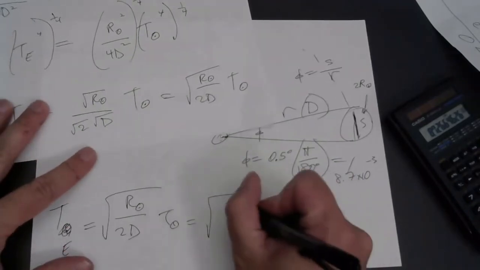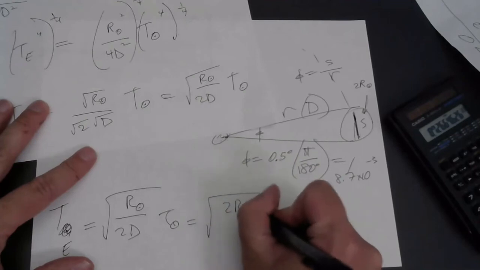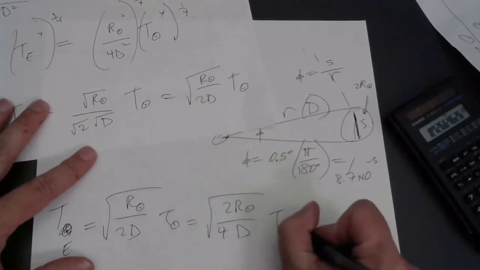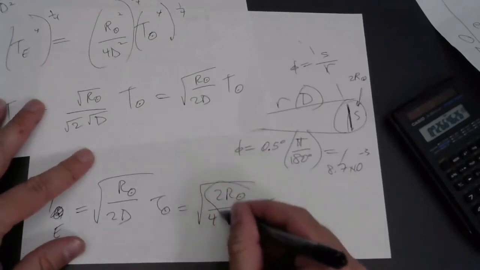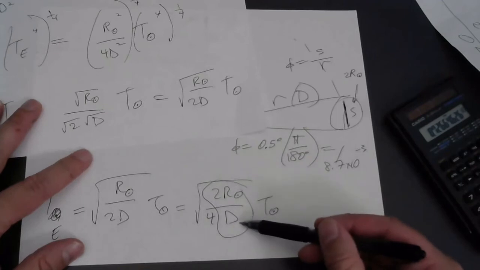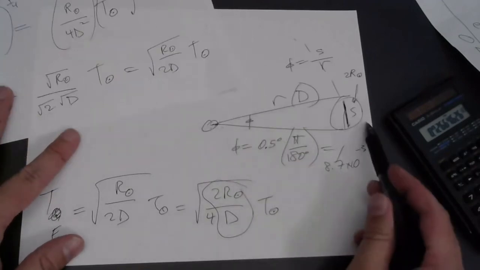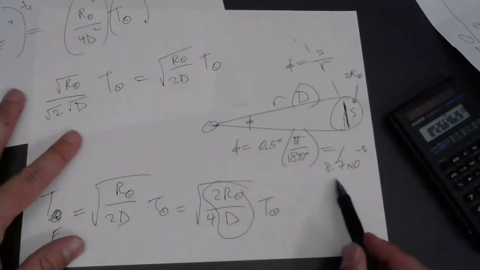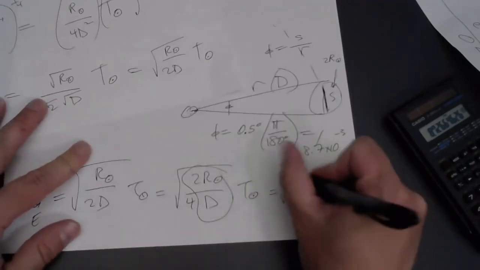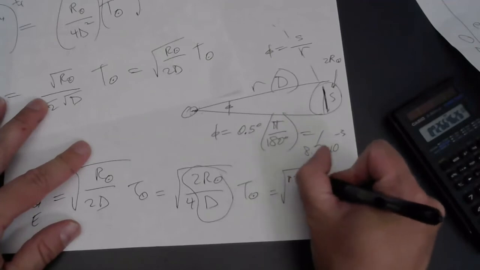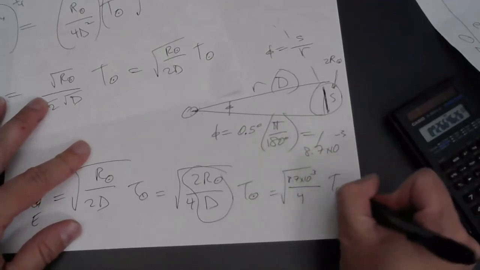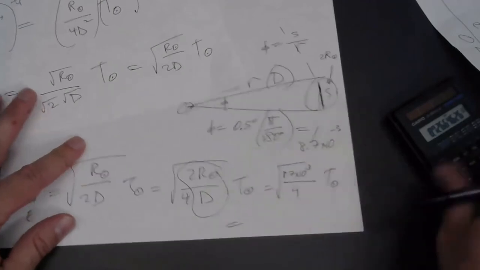And I'll stick in an extra factor of 2 here. So this would be 4D. Because this right here is the diameter of the sun divided by the distance from Earth to the sun, so I can just plug in that angle that we're already familiar with. Okay, so this would really be the square root of 8.7 times 10 to the negative third over 4 times the temperature of the sun.